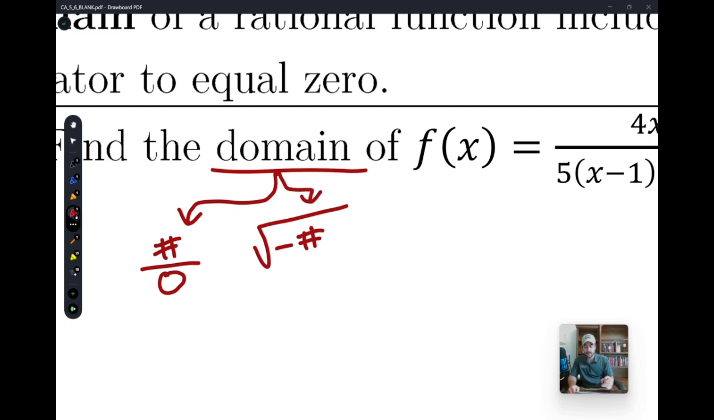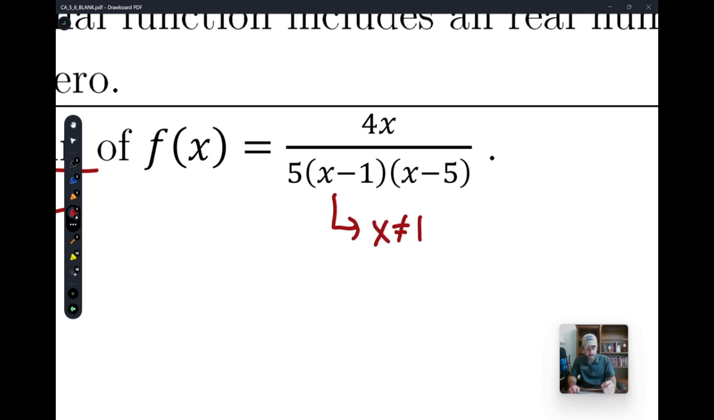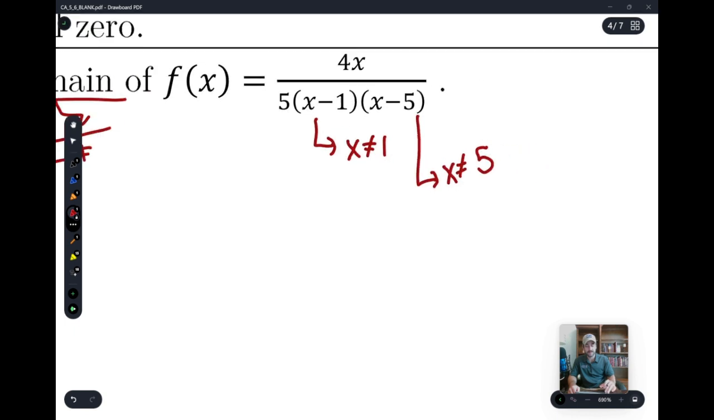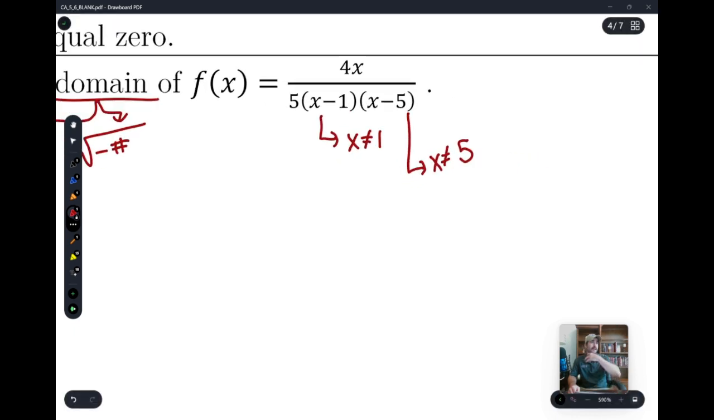Those are both bad. Right here, do we have a square root? No. So we're just looking at a number over 0. We're going to take this and derive the fact that x cannot equal 1. And we're going to take this one and derive the fact that x cannot equal 5. And using those 2 facts, we know our domain. We know that x is technically allowed to be every number in the world except for 1.